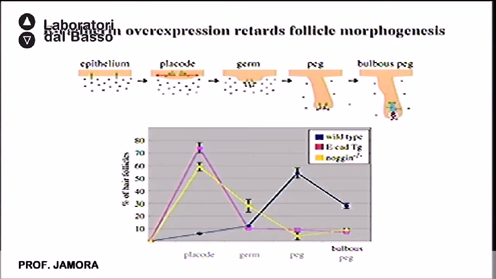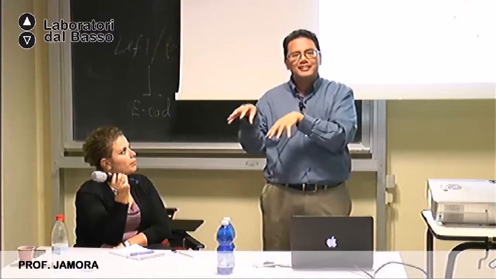Then the mouse would be hairless, right? So how the mouse skin works, it's basically asynchronous. You have hair follicles at different stages of development and different stages of the hair cycle, so that you're not all hair, no hair, all hair, right? There's a mixture.